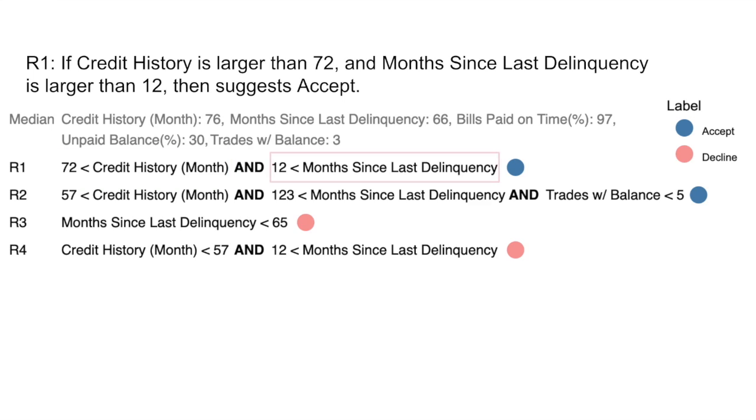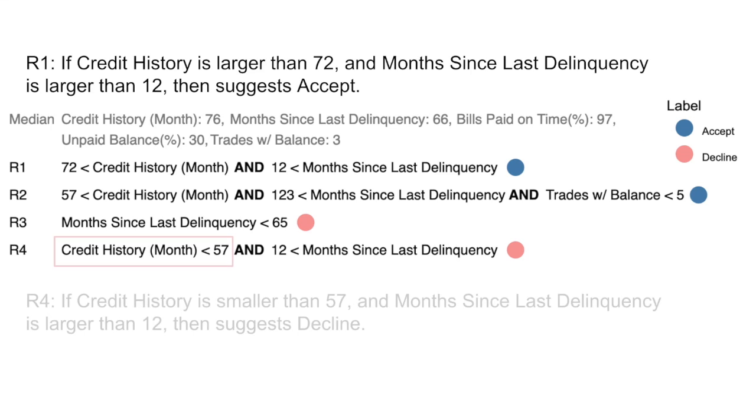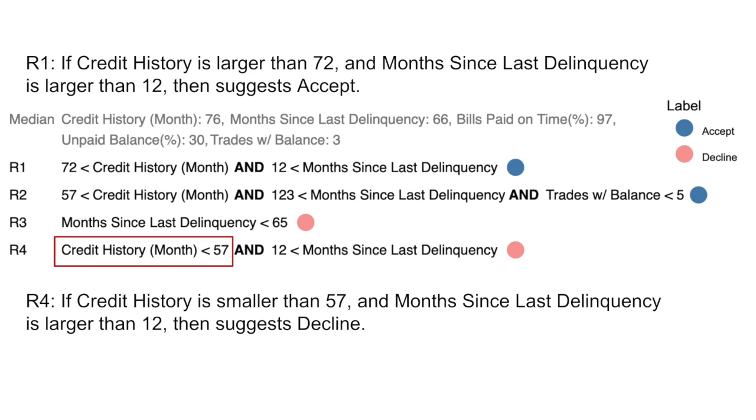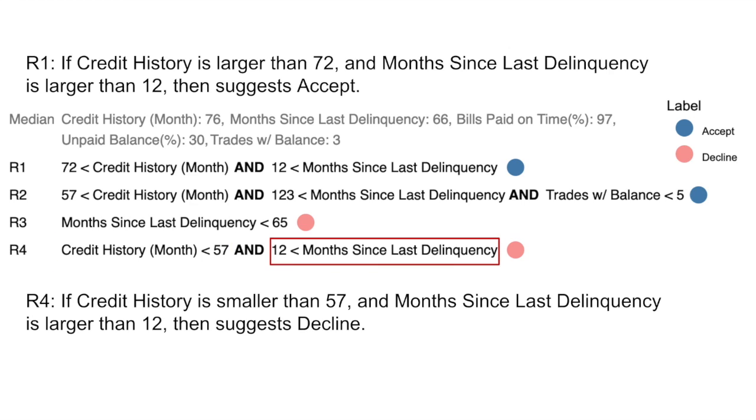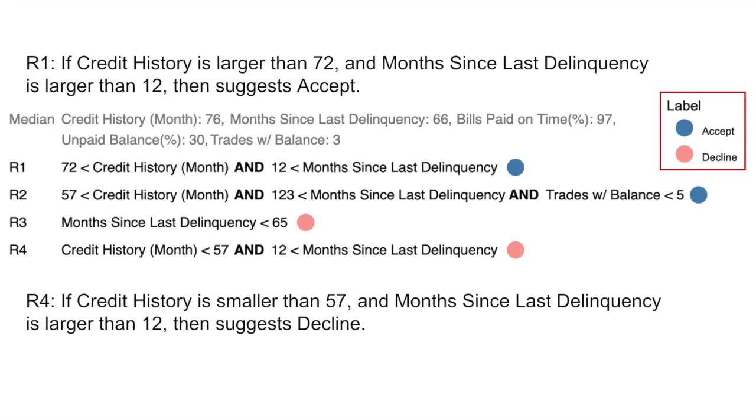And months since last delinquency is larger than 12. Then it matches rule R1, which suggests accept. And if an application has a value of credit history smaller than 57, and a months since last delinquency value larger than 12, then it matches rule R4, which suggests decline. As demonstrated, the color of each circle represents different labels, or suggestions, in this credit card example.